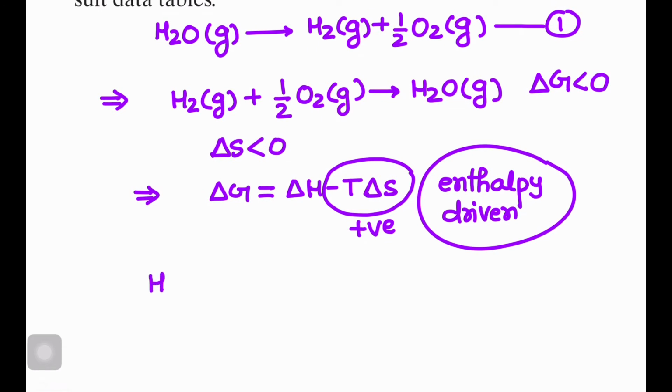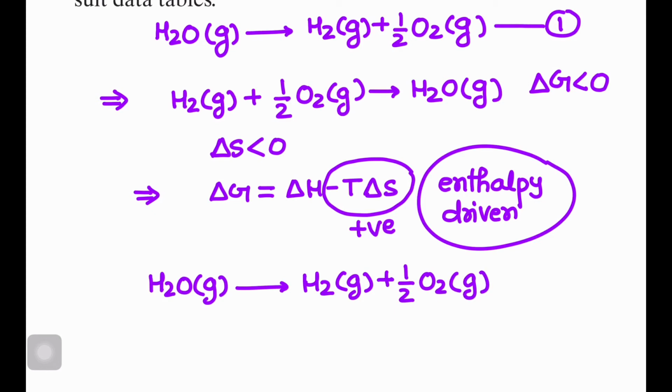Now, if we see the reverse reaction, basically the reaction 1, in that case delta H sign must be positive because it will be endothermic, because the other reaction is exothermic.